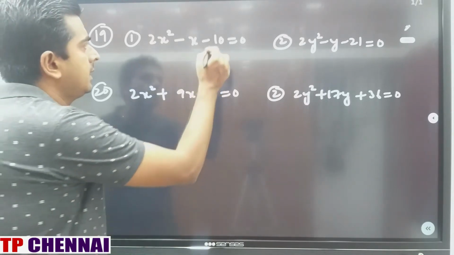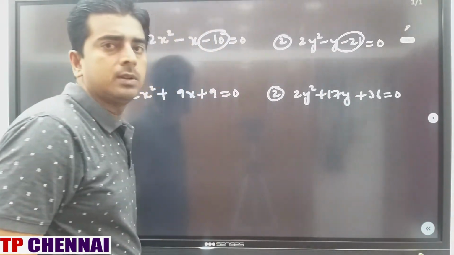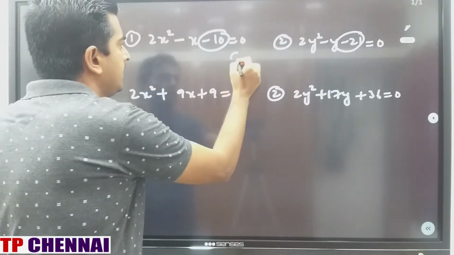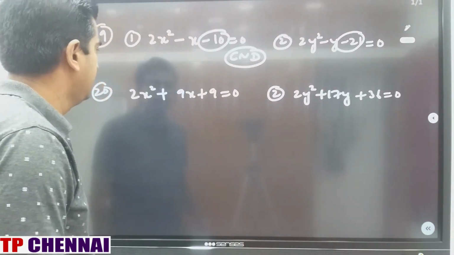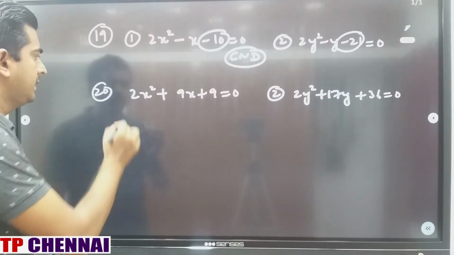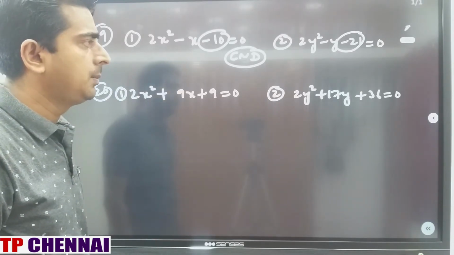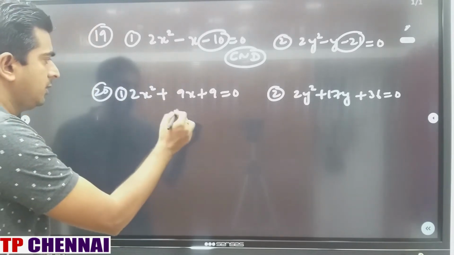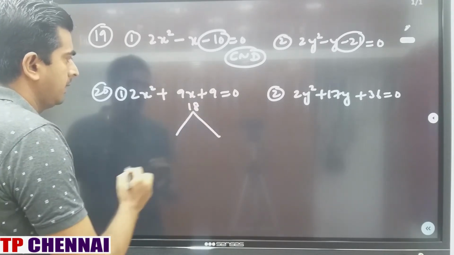So when you observe here, both the constant values are negative. Whenever both the constant values are negative, what is the answer? C and D. My answer is C and D. Next one, 2x square plus 9x plus 9 is equal to 0. 2y square plus 17y plus 36 is equal to 0. So here it should be 18 and here it is 9.